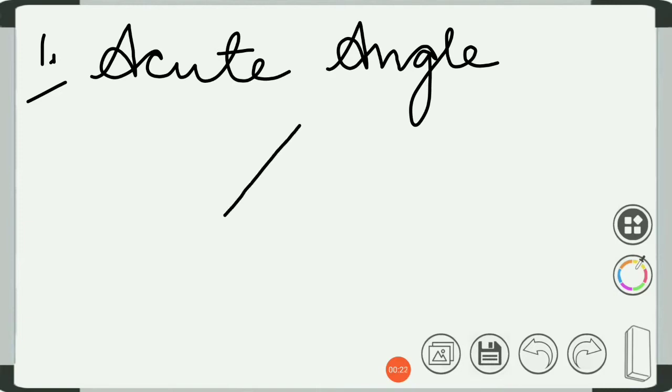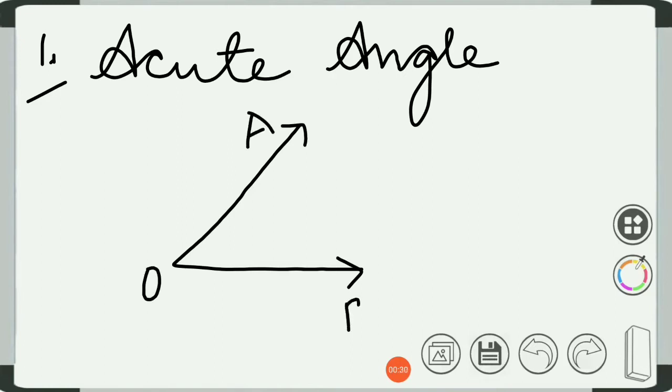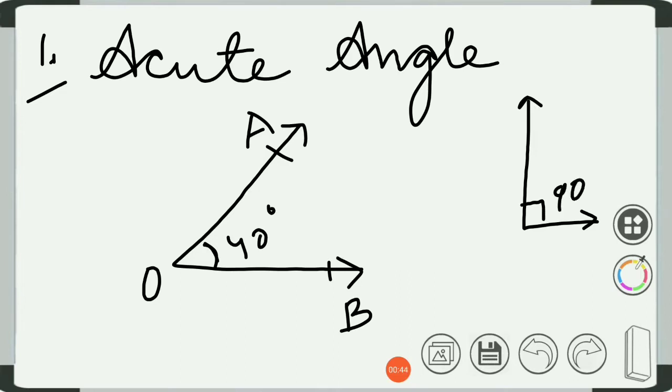Like if I make an angle, look, this point is A and this is B. If I make an angle here, then it is 40 degree, because a 90 degree angle is perpendicular. This is 90 degree. It means it is smaller than 90 and more than 0. An angle which measures more than 0 but less than 90 is known as an acute angle. We call it acute angle.